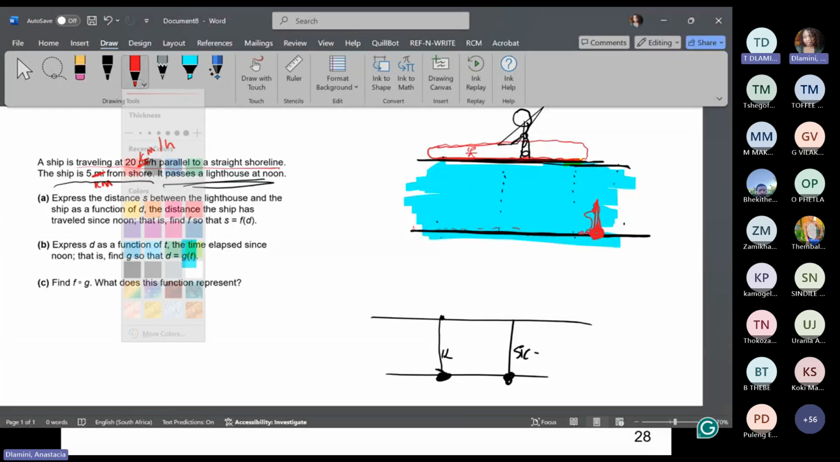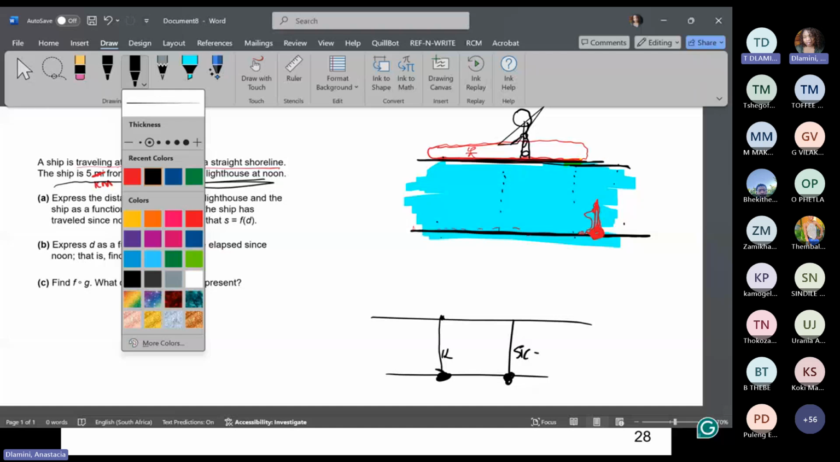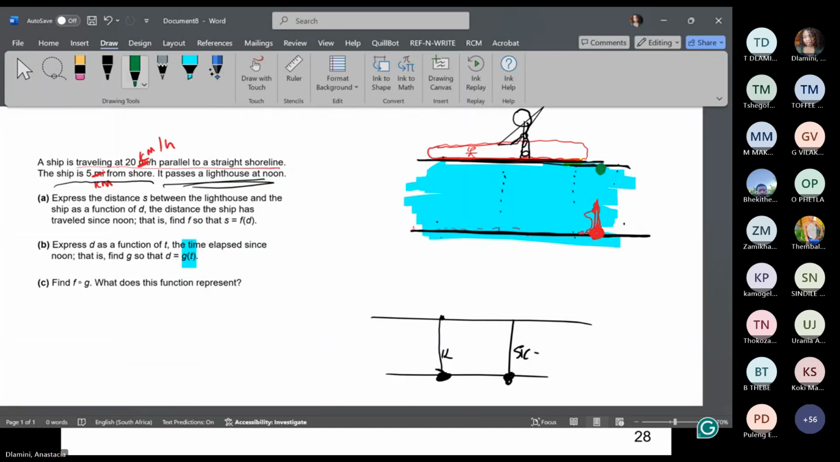Now, what do we know? We know that the distance from here, let me draw with the green, the distance from here to the ship is 5 kilometers. Are we all okay? And because these are parallel, what do we know if we draw a transversal, a line that passes through them? It forms 90 degrees when we draw a transversal.